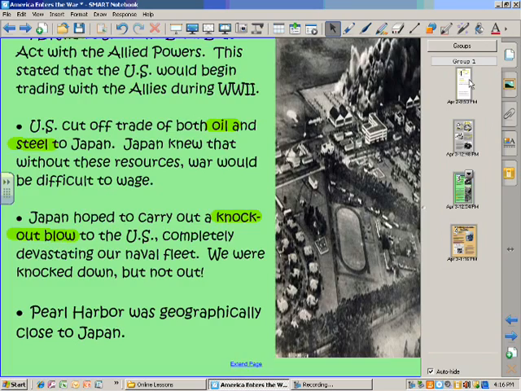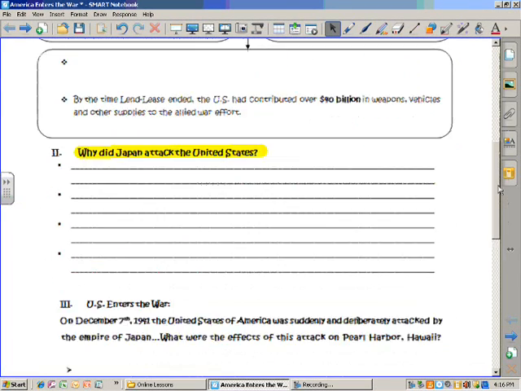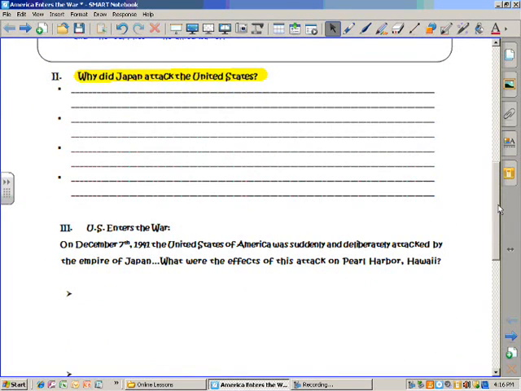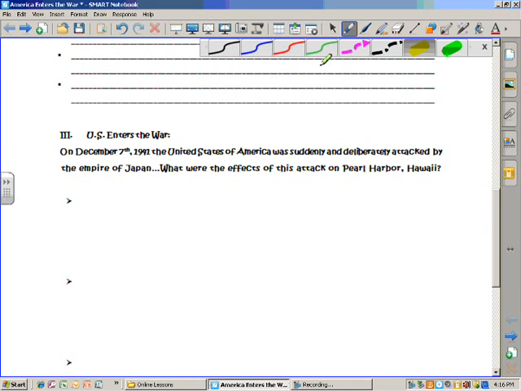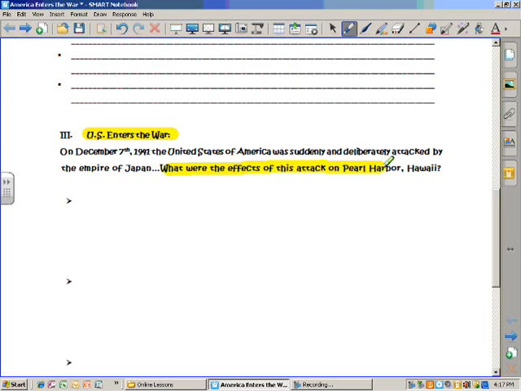So, just going to quickly go back here. We just looked at why did Japan attack the United States? Now let's look at the U.S. entering the war. And here are the words of President Roosevelt. On December 7th, 1941, the United States of America was suddenly and deliberately attacked by the Empire of Japan. We're going to look at what were the effects of this attack on Pearl Harbor, Hawaii.